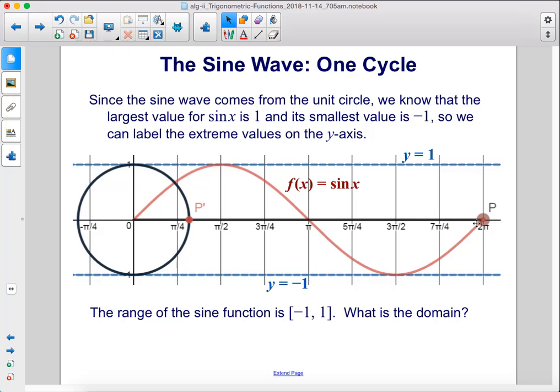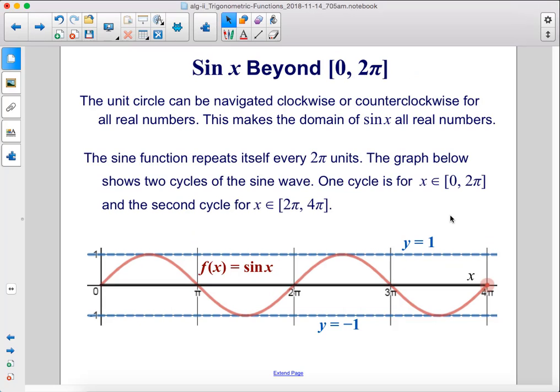What is the domain? The unit circle can be navigated clockwise or counterclockwise for all real numbers. This makes the domain of sine x all real numbers. The sine function repeats itself every 2 pi units.